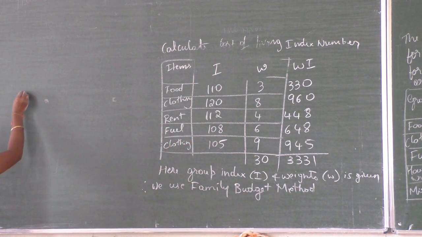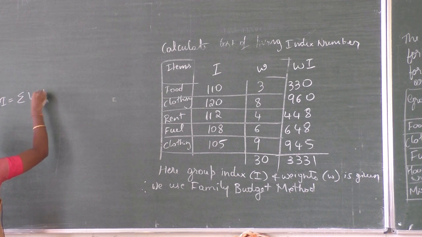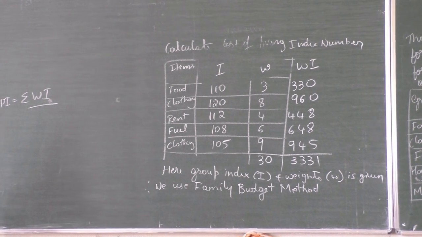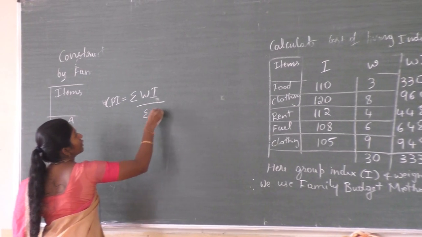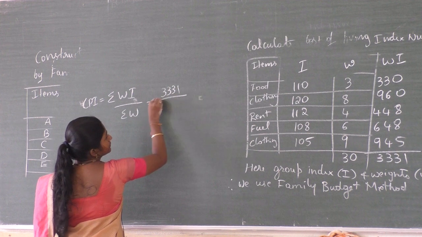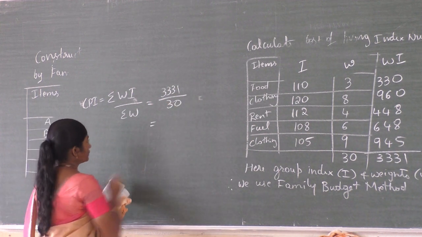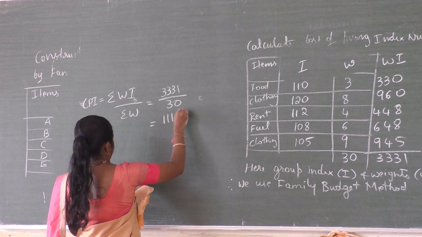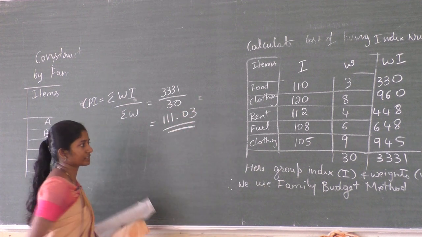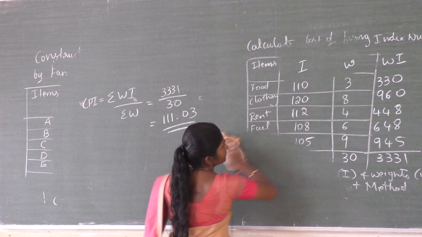What is the formula here? Again that one only: CPI equals summation W into I divided by summation W. Now instead of P you have to write I because group index is given. Summation W into I, and we got the answer here, 111.03. So this is our answer. Here we have completed this one. Next, see here.